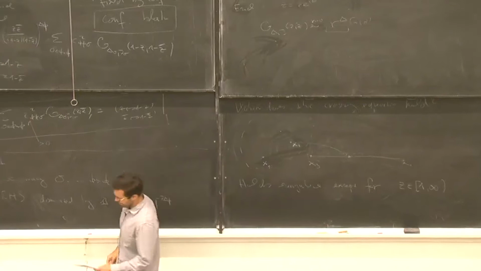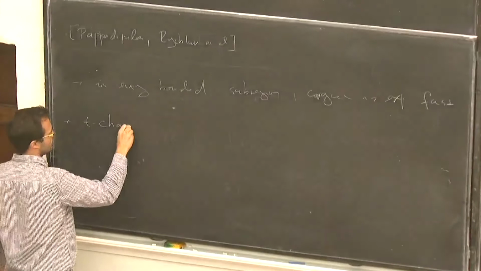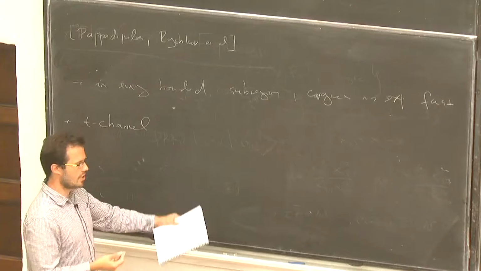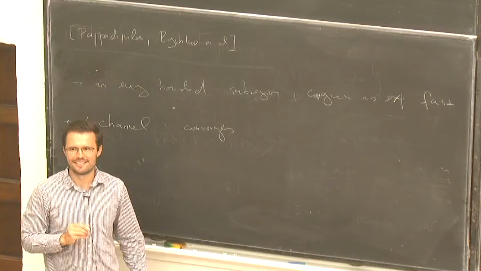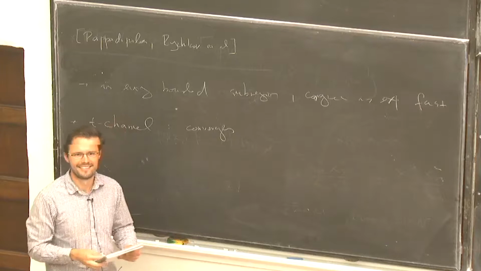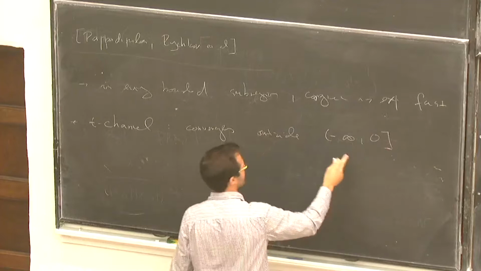Now, that was for the S-channel expansion, and now the T-channel expansion is just the symmetric version of that when I need to map z to 1 minus z. So T-channel converges. Can somebody tell me when it converges? It's probably too trivial, so you're embarrassed to answer. Yeah, so it converges outside minus infinity to 0, which is just the map of the original interval under crossing.